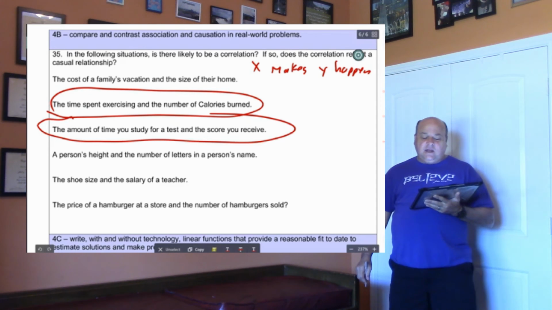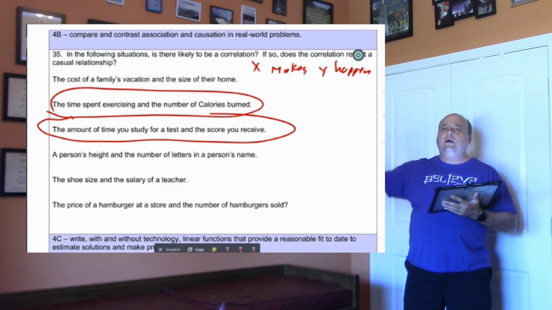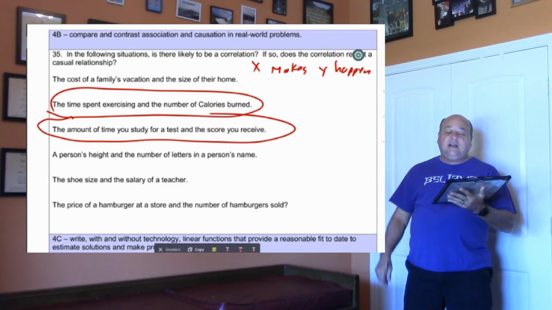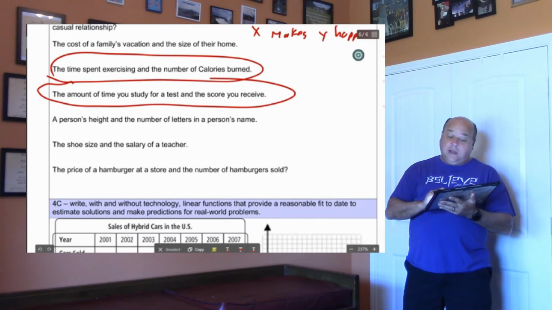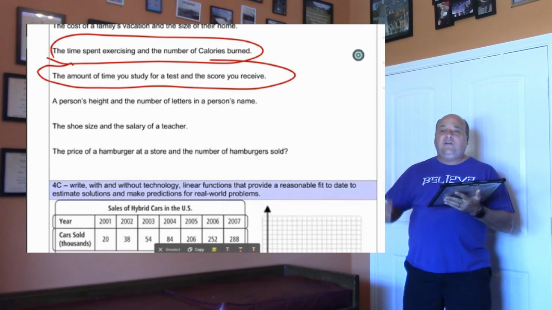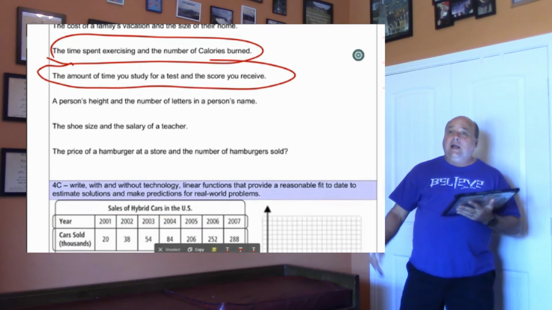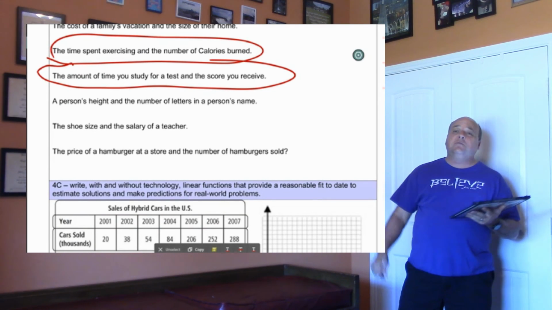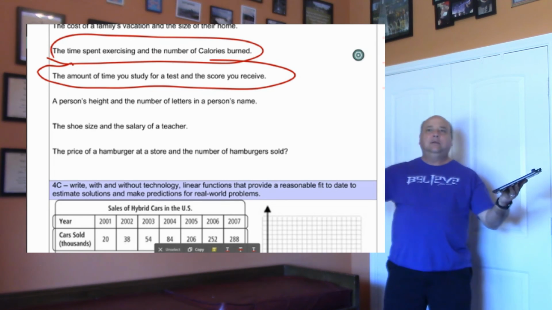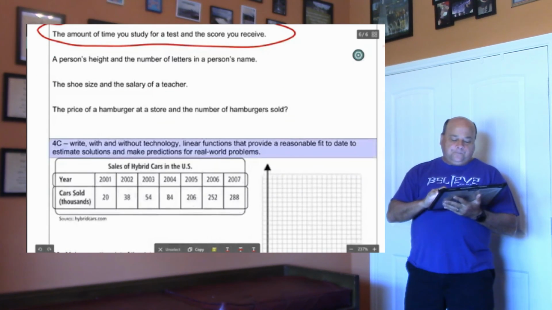A person's height and the number of letters in a person's name. Your height has no correspondence at all to the number of letters in your name. The shoe size and the salary of a teacher, I wish so. That is not true, is it? Okay, and the price of a hamburger and the number of hamburgers sold, that does not happen all the time. An In-N-Out burger may cost like twice as much as a Whataburger, but the In-N-Out burgers, I don't know why, they sell a lot, okay? It doesn't happen all the time, okay? That one would not be circled, okay?